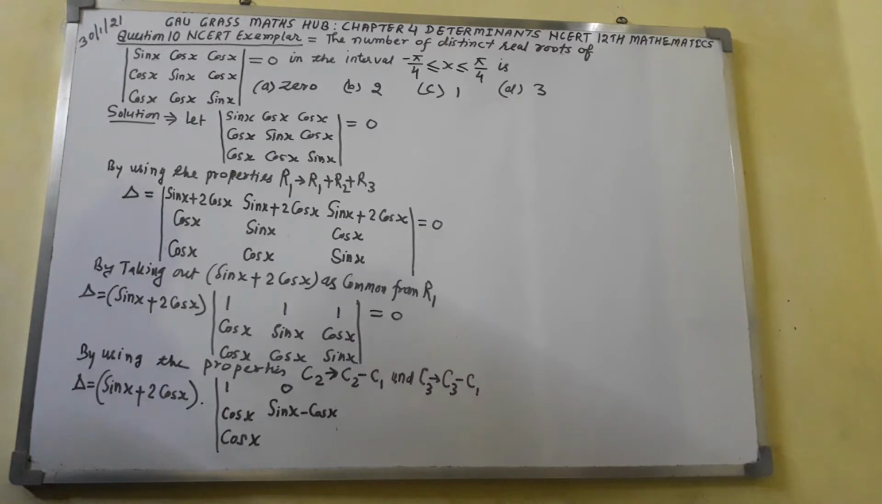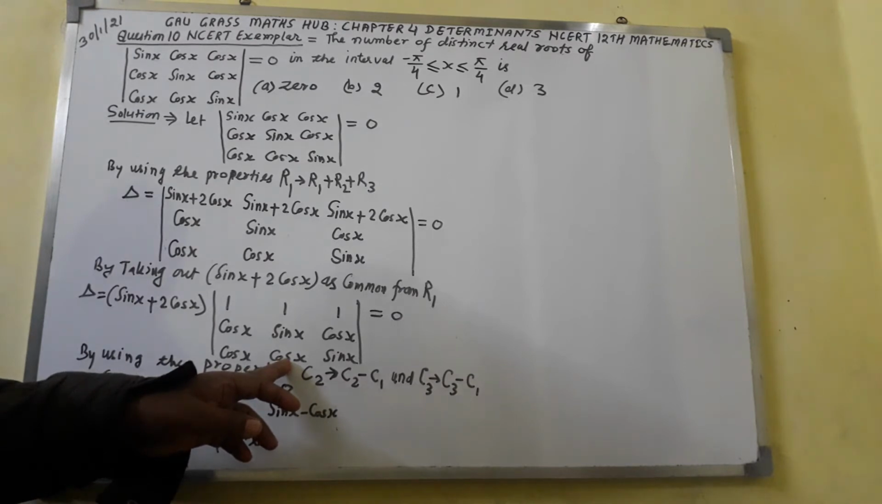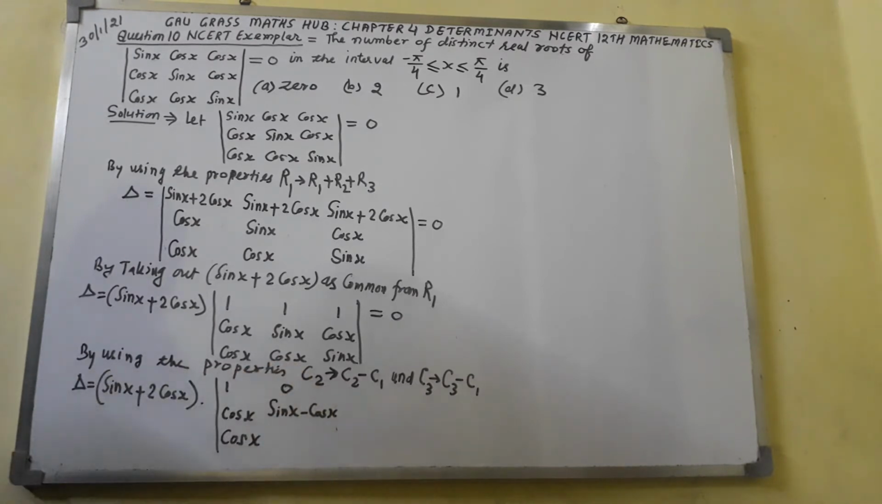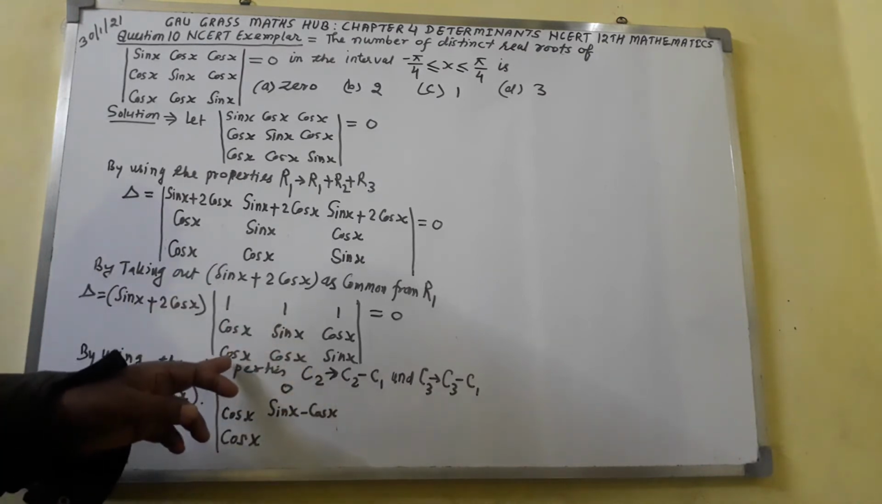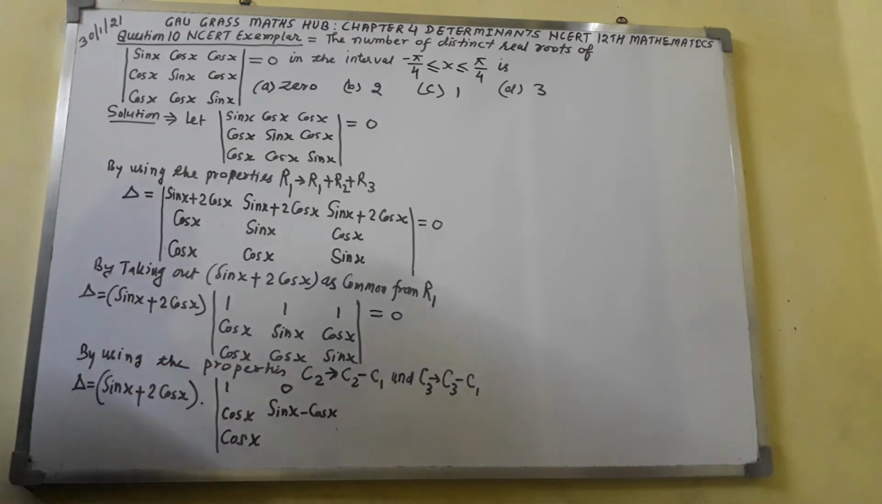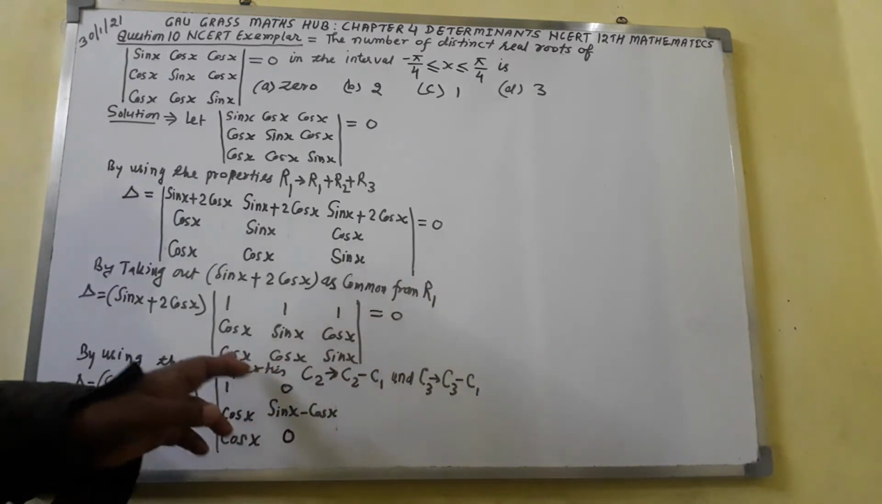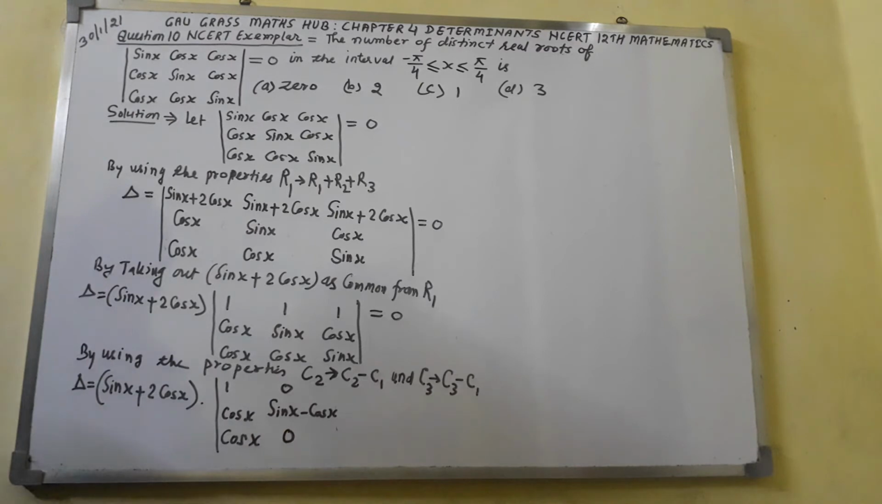And here also, if I take the element of C2 as cos x, so here I write cos x minus the corresponding element in the first column, which is cos x. So here cos x minus cos x comes out to be 0. So here you will get 0. Cos x minus cos x will get here 0. Sin x minus cos x will get.